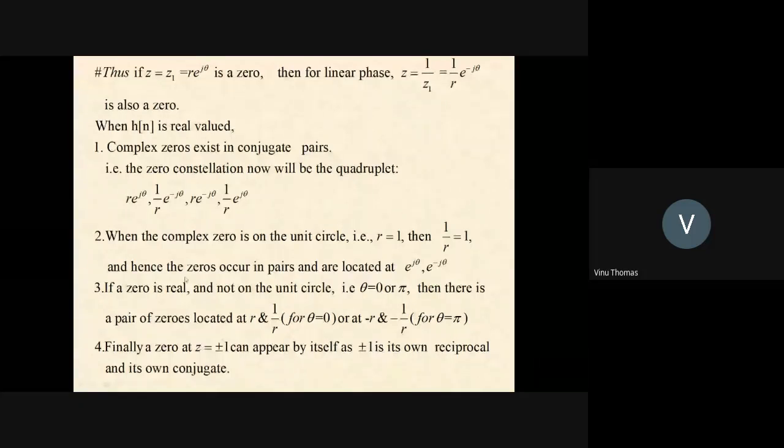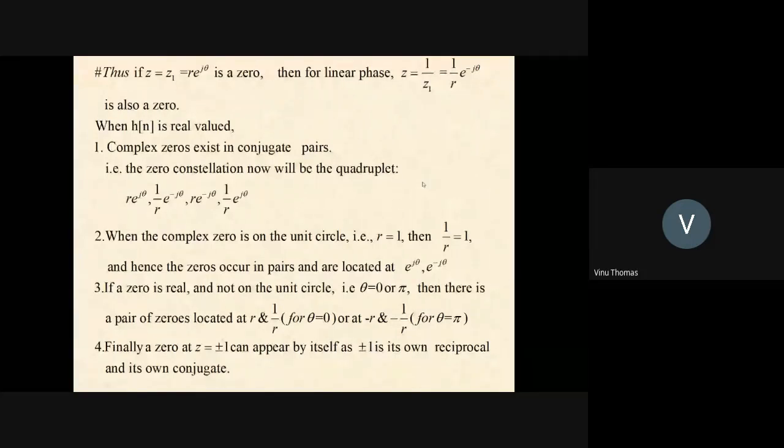And finally, if you have a 0 at z equal to plus 1, then its own reciprocal is also at 1. So you can have a 0 at z equal to 1 appear by itself, and a 0 at z equal to minus 1 also appear by itself. So these are certain observations. We will use these observations to factorize the polynomial, so that you can factorize maybe a third order polynomial or a fourth order polynomial, etc. So we will see some examples today.